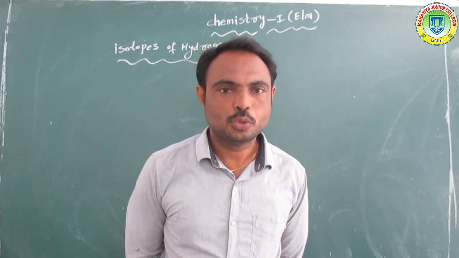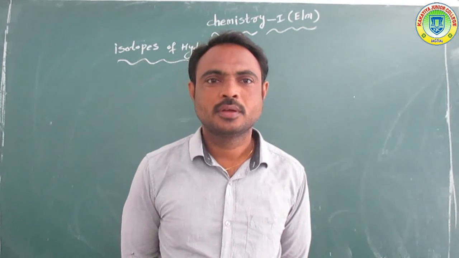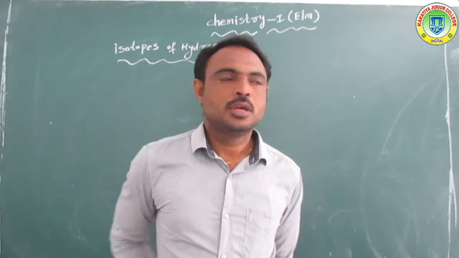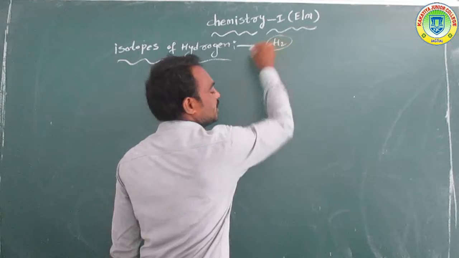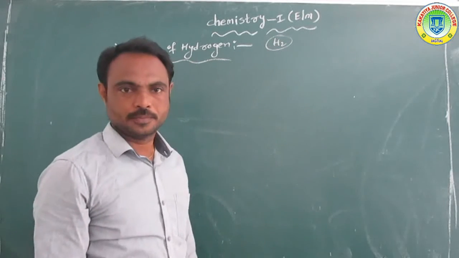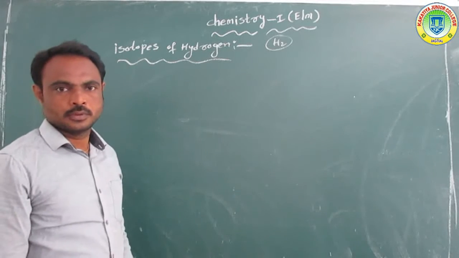Okay, so today's topic is isotopes of hydrogen. Simply, hydrogen is indicated as H2. H2 means dihydrogen. Okay, what is the meaning of isotopes?